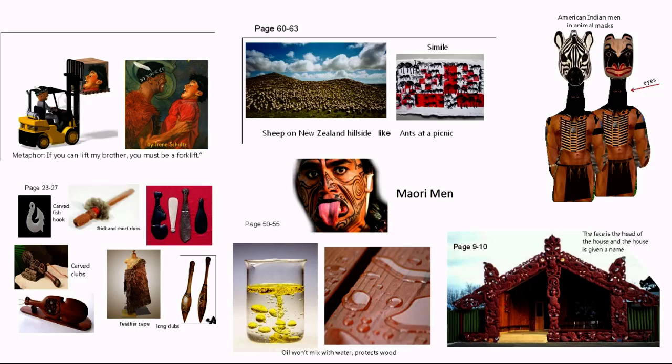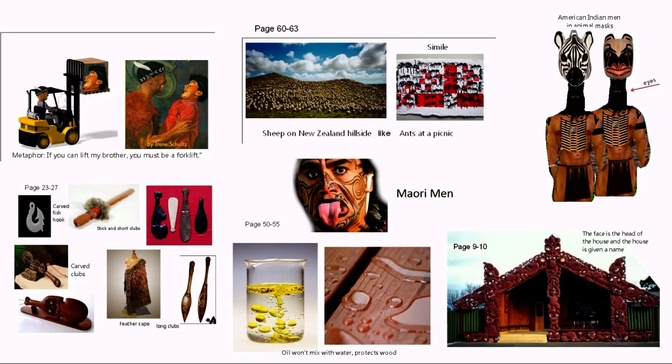They talk about the tattoos on the Maori men and the way that they stick out their tongue. They talk about things like stick and short clubs. So those are examples of what those look like in the Maori culture. A carved fish hook. So that's an example of a carved fish hook. A feathered cape. They talked about things like oil won't mix with water and it protects the wood. One of the houses was disassembled and covered with oil and buried beneath the ground, but it was by a river, so they had to protect it.